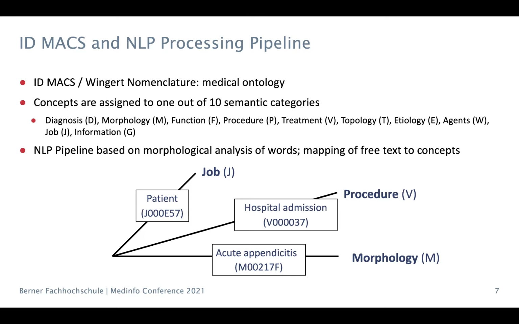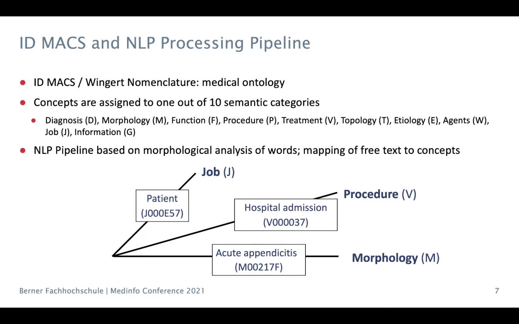So we have concepts, and each concept is assigned to one out of 10 semantic categories. For example, we have hospital admission as procedure. And the ontology also has relations between the concepts that we know, for example, which disease occurs on which topology, or we have also part-of and is-a relations.